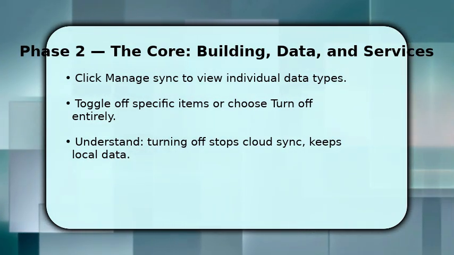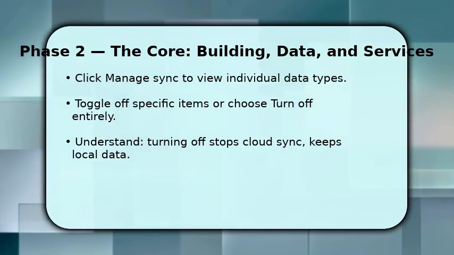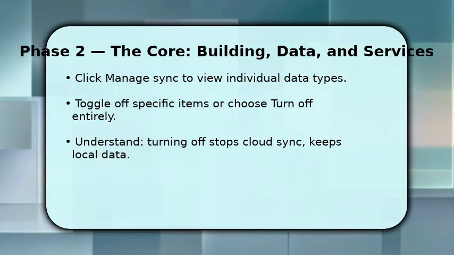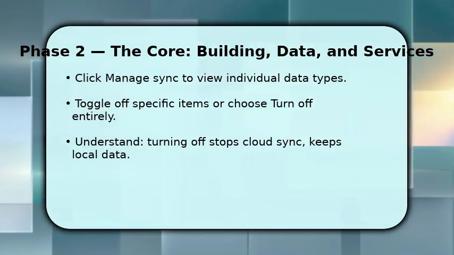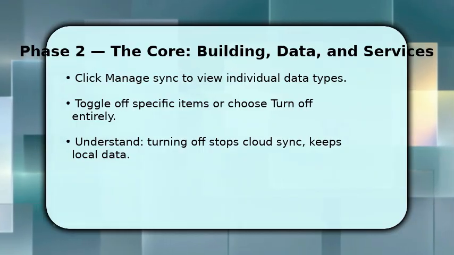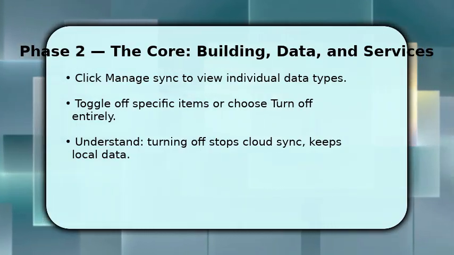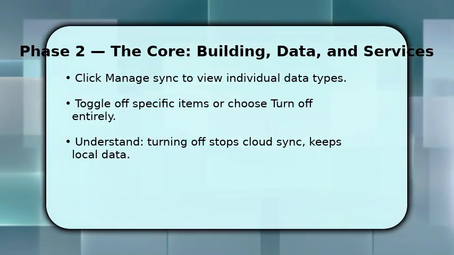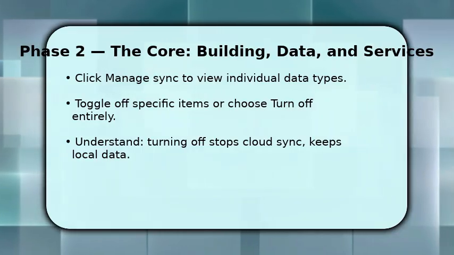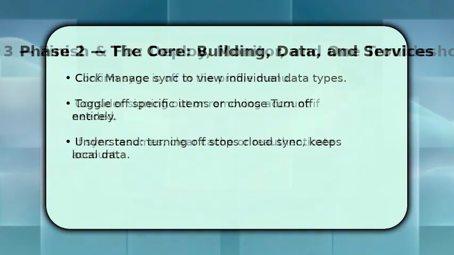If you want to keep some data syncing, turn off only selected toggles. Otherwise, choose Turn Off to stop all sync. Once done, Chrome may prompt whether to keep data on this device or clear it from Google. Read that prompt carefully. Make sure to choose the option that preserves local data if you want to retain your settings here. After turning Sync off, return to the profile circle and verify it shows Sync is off.